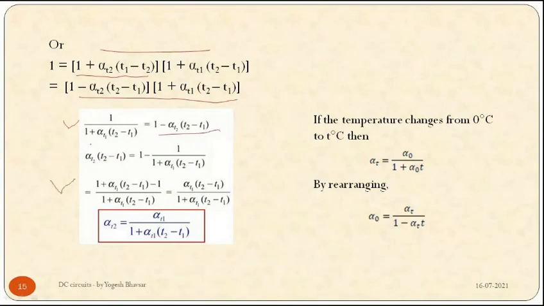So when you rearrange all these things, finally we'll get alpha 2 is equal to alpha 1 divided by 1 plus alpha 1 in bracket T2 minus T1. So this is the final RTC in terms of initial RTC. That means T2 is the final temperature, T1 is the initial temperature. Whatever the effect, we can also calculate alpha 1 in terms of alpha 2. So note this expression again. RTC's equation.